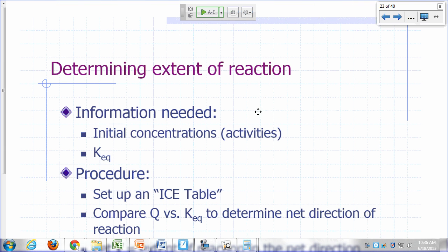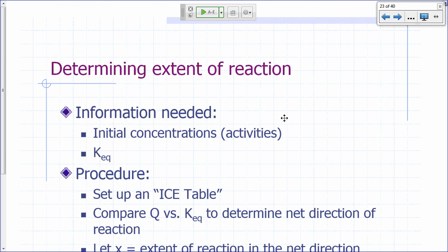All right. So now that we know if a reaction is going to go forward or reverse, if we know the reaction, we know the equilibrium constant, and we know the initial concentrations, then we can figure out what we will have at equilibrium. If you know the initial concentrations, or actually the activities, and you know what the KEQ is for your reaction, you can predict how far the reaction will go. What are you going to have at equilibrium? When the reaction stops, what will you have?